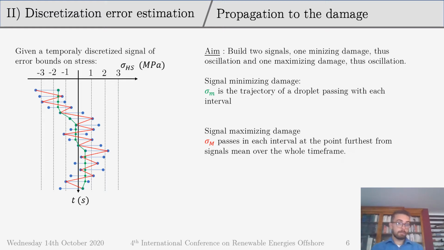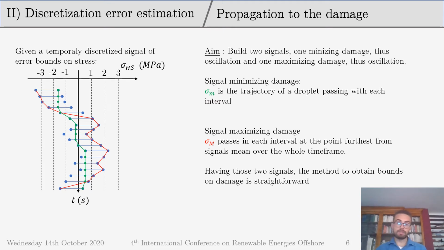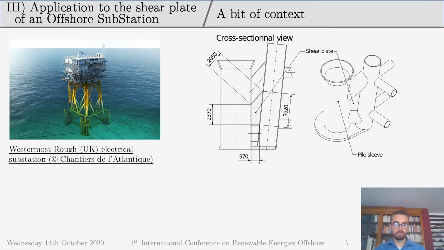So this is not the signal maximizing damage, because a signal oscillating between lower and upper bound at each timestamp would maximize damage and oscillation. However, this signal is unrealistic because the exact solution should not change drastically between two following timestamps. So we continued with the signal I've defined before. And having those two signals, the method to obtain bounds on damage is straightforward. You just use rainflow counting, Palmgren-Miner rule, and SN curve to propagate to the damage.